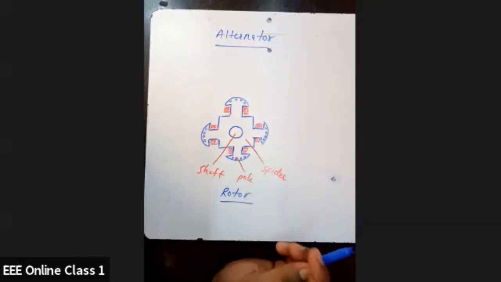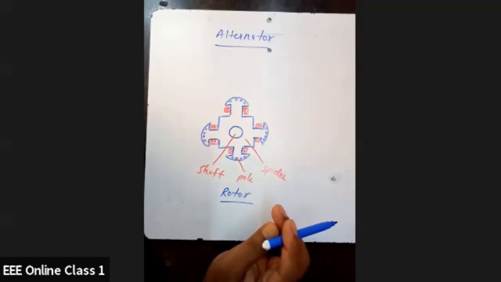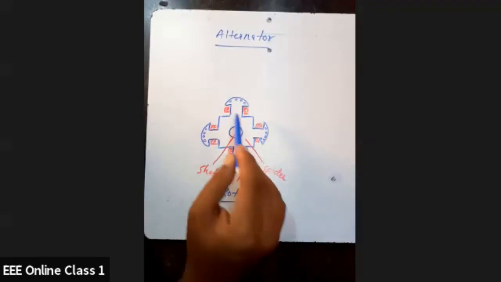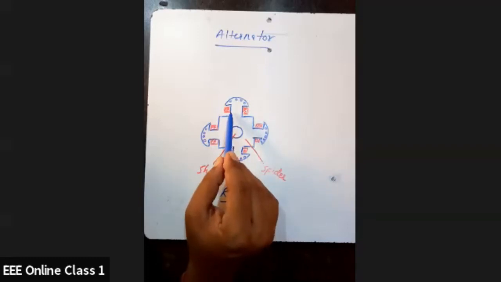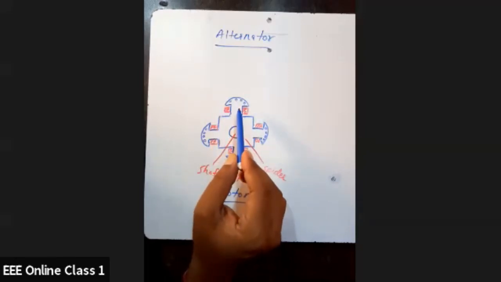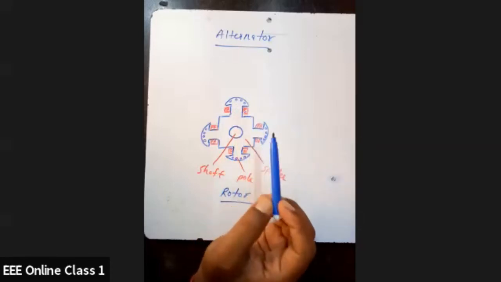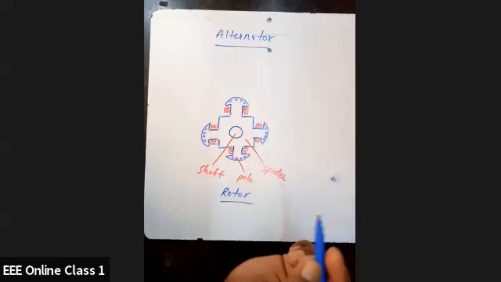Now let us see the dimensions. If you know the width of the pole and if you know the pole arc, you can draw the main pole. Now let us see the stator part.